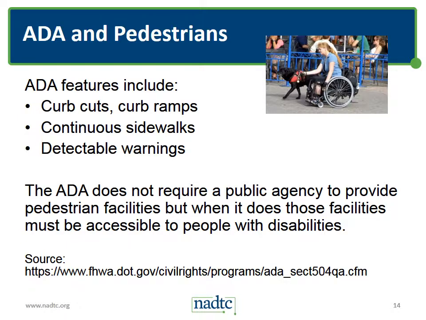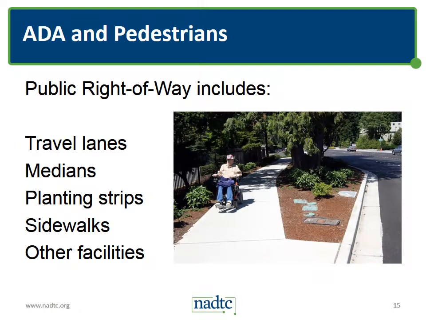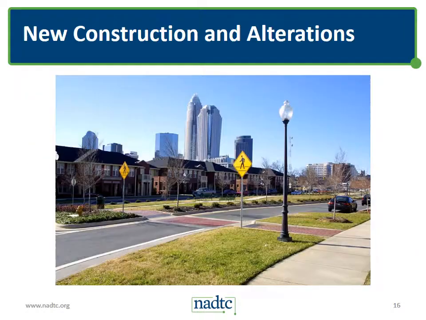ADA-specific features for pedestrians include curb cuts or ramps, continuous sidewalk availability, and detectable warnings. It should be noted that the ADA does not require a public agency to provide pedestrian facilities, but when they are provided, they must be accessible to people with disabilities. We mentioned public right-of-way earlier, and sidewalks are part of the public right-of-way. Other features include travel lanes, medians, planting strips, and other facilities.